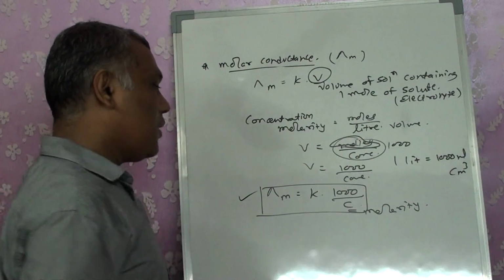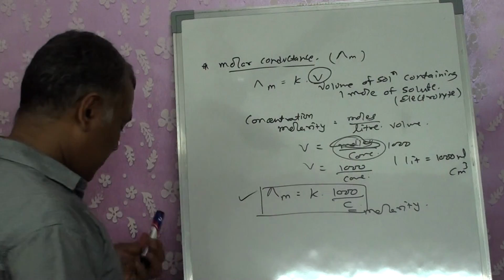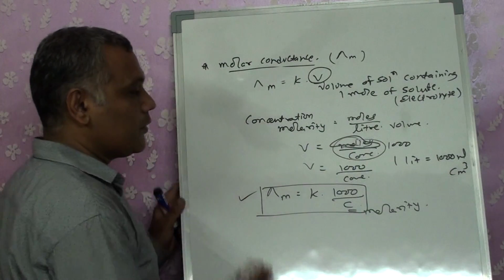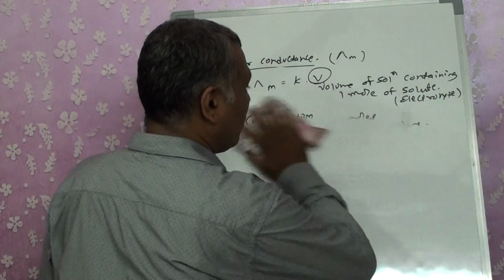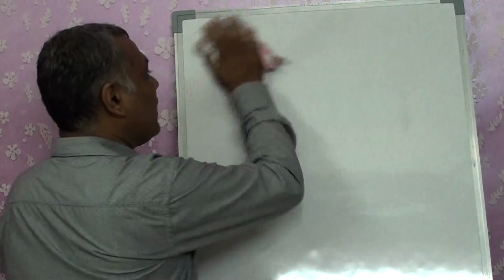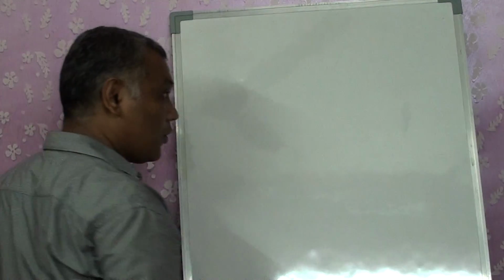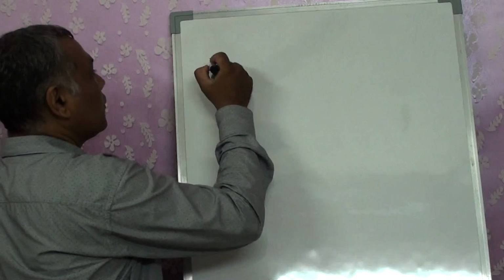This is one of the important formulas for the numericals. That is your first formula. The second formula we will have, which is the most important for us, is Kohlrausch's law.